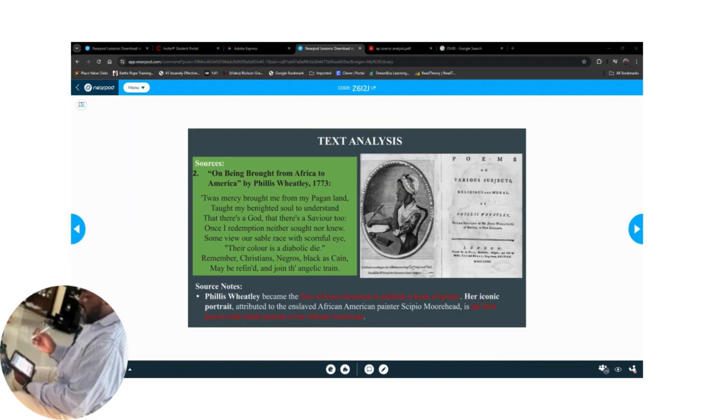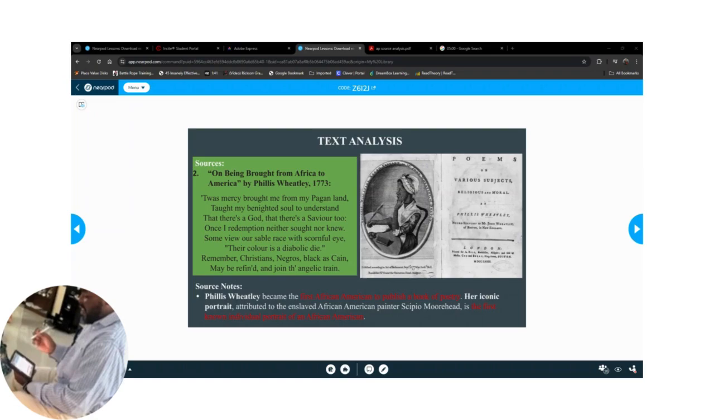Twas mercy brought me from my pagan land, taught my benighted soul to understand that there's a God, that there's a Savior too. Once I redemption neither sought nor knew. Some view our sable race with scornful eye, "Their color is a diabolic dye." Remember, Christians, Negroes, black as Cain, may be refined and join the angelic train.